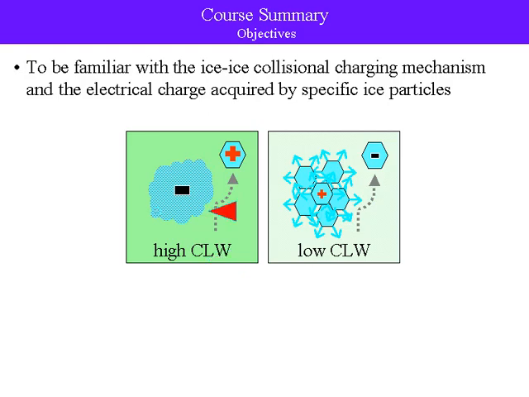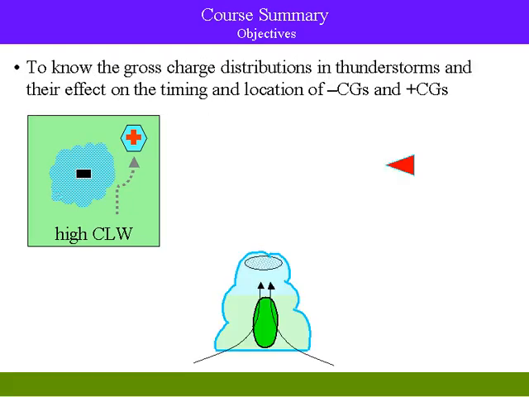As the graupel collides with the ice crystals, the graupel takes on a negative charge, and the ice crystals take on a positive charge. Within the stratiform region of an MCS, the cloud liquid water is much lower, and we also usually have aggregated particles rather than graupel. As these aggregates collide with the smaller ice crystals in this low cloud liquid water environment, the aggregates take on a positive charge and the smaller ice crystals take on a negative charge.